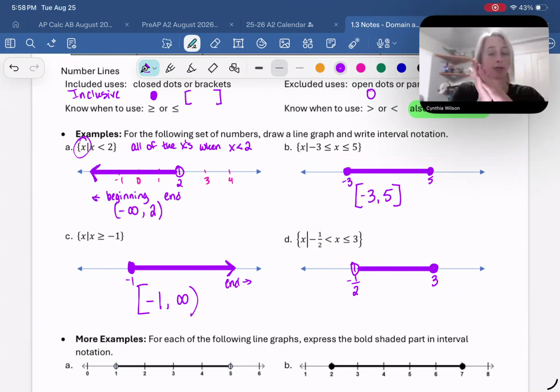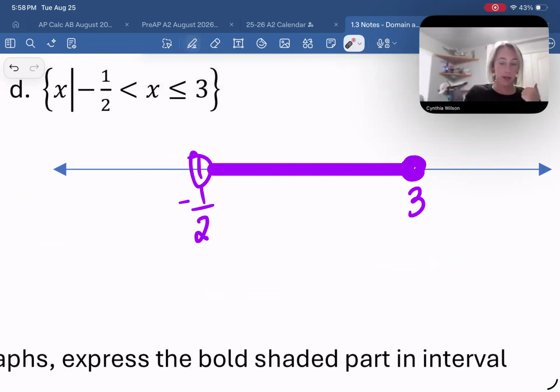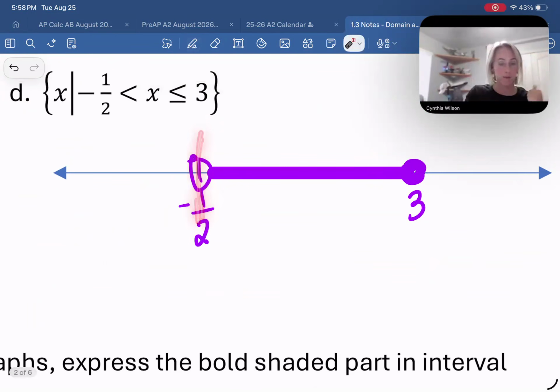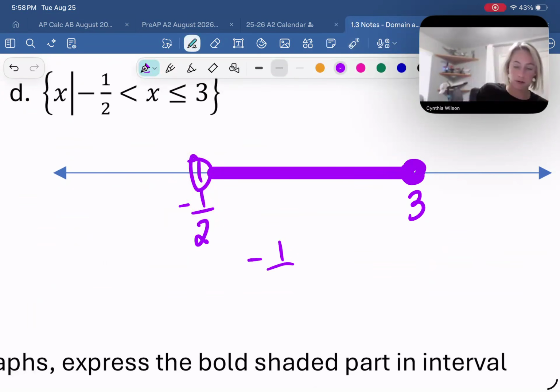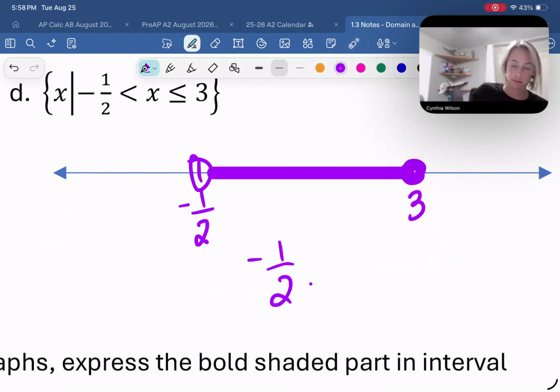How are we feeling so far? Oh, I need to do the interval, sorry. Beginning, end. This interval begins at -1/2. This interval ends at +3. Does the -1/2 get a bracket or a parentheses? Do the best you can with spelling.